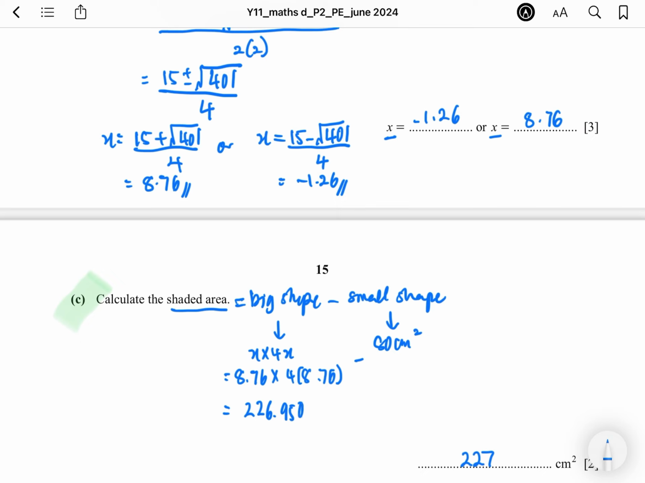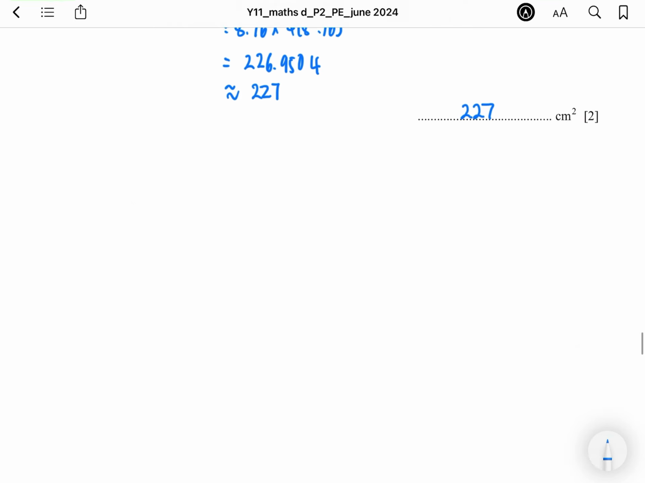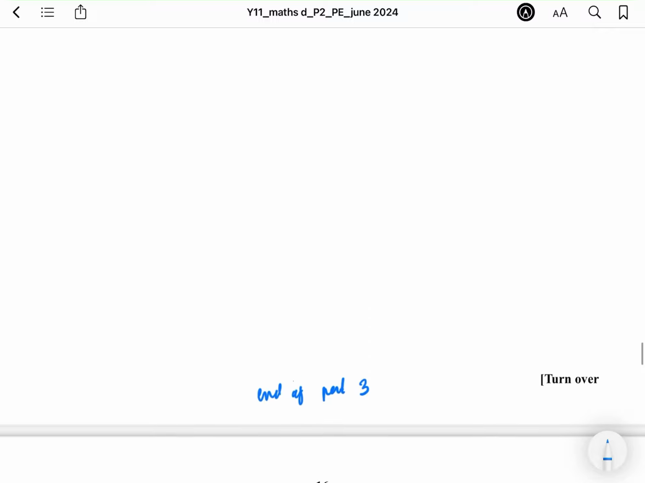You should get this one and correct to 3 significant figures. Remember to make it a good practice. If your answer is not exact, you should give your answer correct to 3 significant figures. Just this one. And that's the end of part 3.